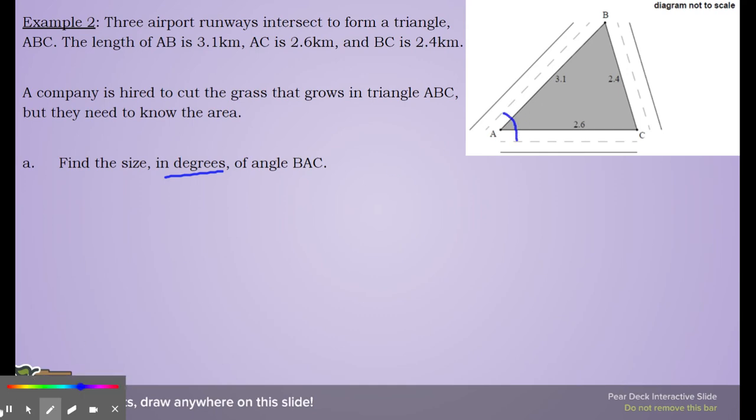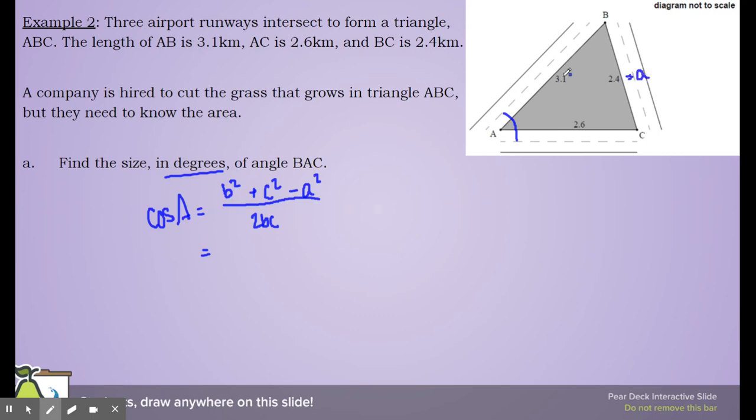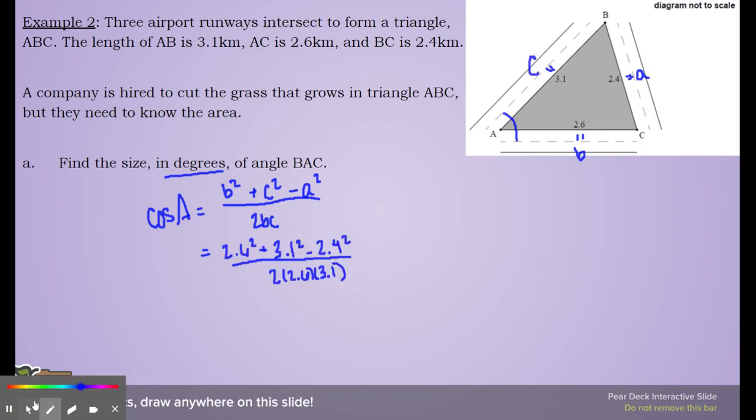Since I have my three sides, that means we'll have to use the cosine rule. So I'm looking at cosine of A, it's going to equal b squared plus c squared minus a squared all over 2bc, remembering that this is side a, this is side b, and this is side c. So I'm going to sub in what I got, and remembering that this fraction equals the cosine of A.